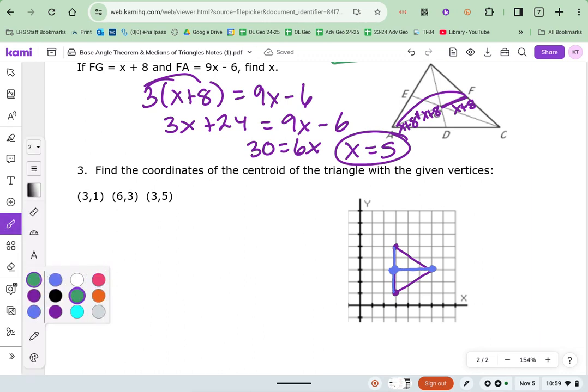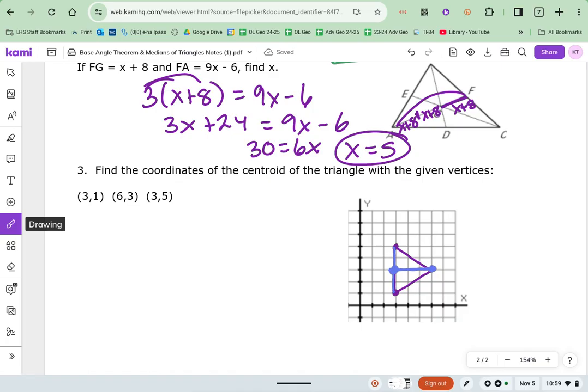For my next side, we could use the midpoint formula to figure out where the next midpoint is, but I'm just going to kind of estimate it based on like slope here. So from here to here is right 1, 2, 3, up 1, 2. So half of that would be right 1.5, up 1. So my next midpoint is right here. So I'm going to connect these guys.